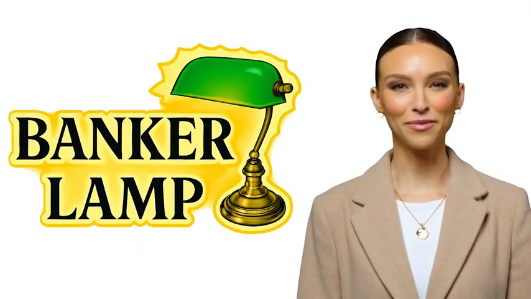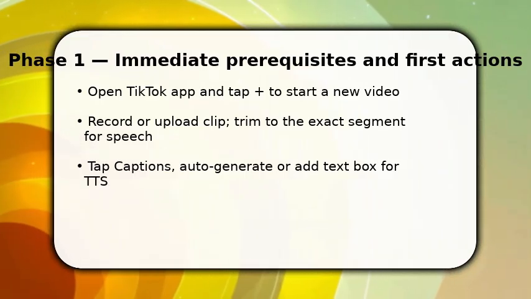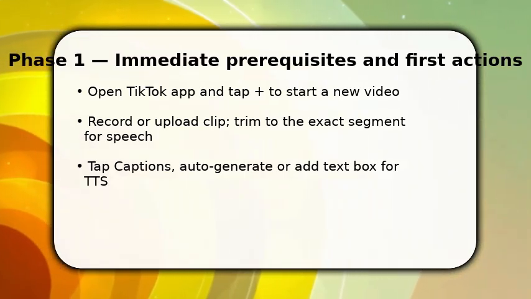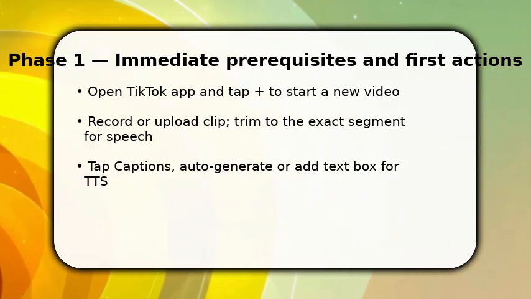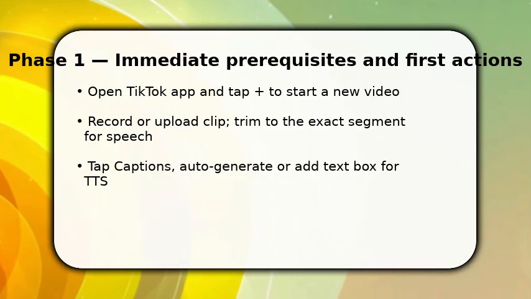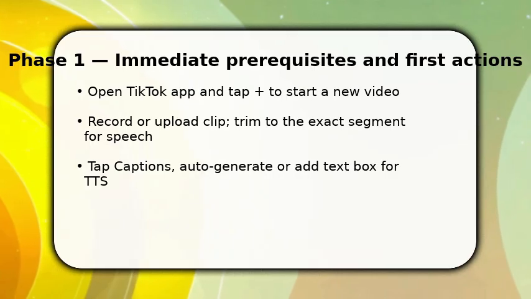Please enjoy the video. You're going to add text-to-speech to a clip now. First, open TikTok and tap the plus, record or upload the exact footage. Once recorded, trim the clip to the part you want narrated. Then tap text to add a text box or use captions to auto-generate timestamps.